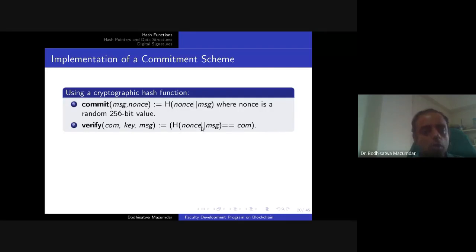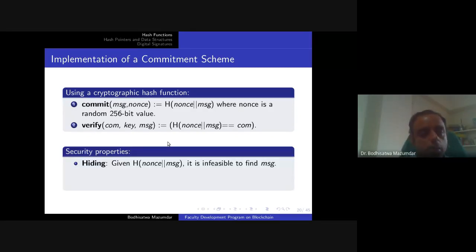Again a com is given, and this verify checks whether this com is indeed equal to the hash or not. That means you just compare two hashes basically over here. The security property hiding means that given the hash of a nonce appended with a message, it is infeasible to find the message, even though the message space is very small.